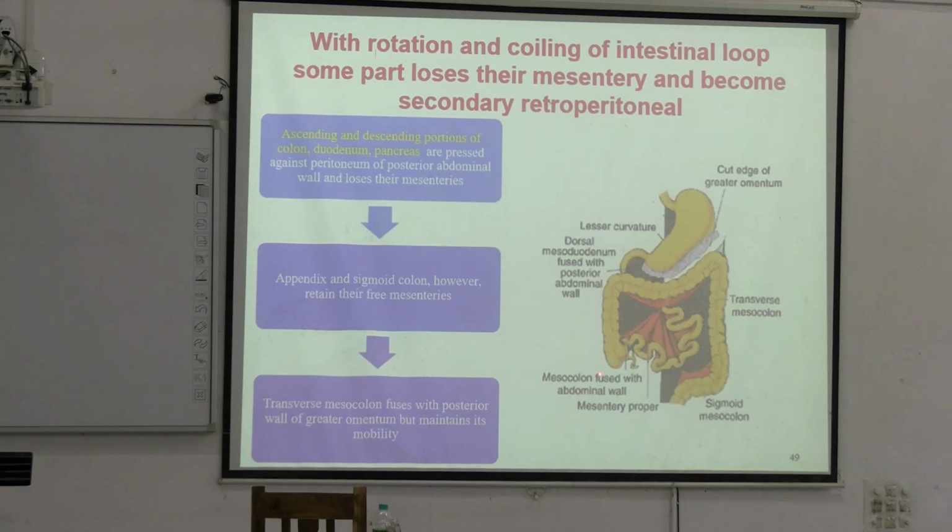As a result, this part of the large gut, the ascending colon as well as the descending colon, loses the mesentery and gets fixed to the posterior abdominal wall. And so is the pancreas, which also rotates because of the rotation of the stomach and the duodenum. It also gets plastered on the posterior side and becomes retroperitoneal. So, the fate of this physiological herniation is that some of the large gut loop becomes retroperitoneal. This is also an exam MCQ.